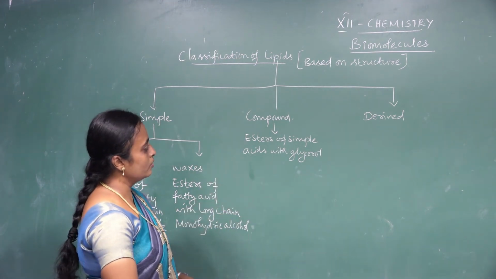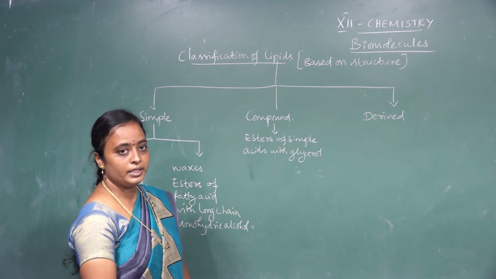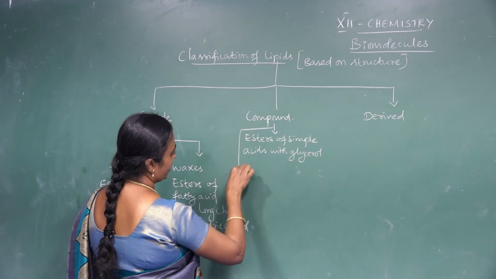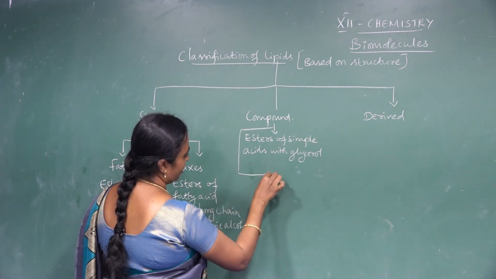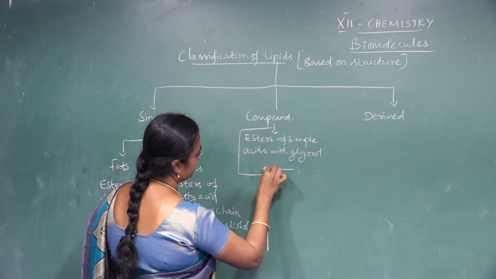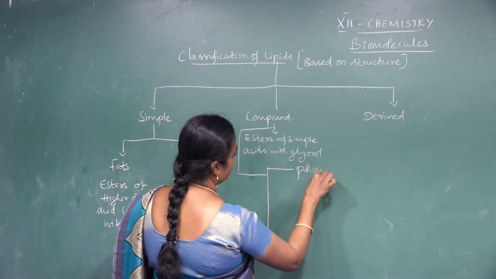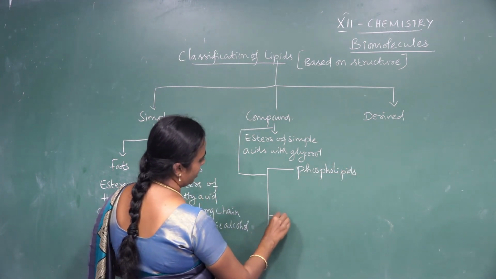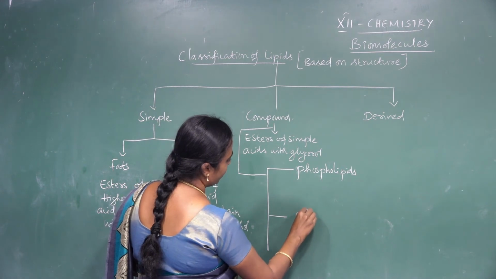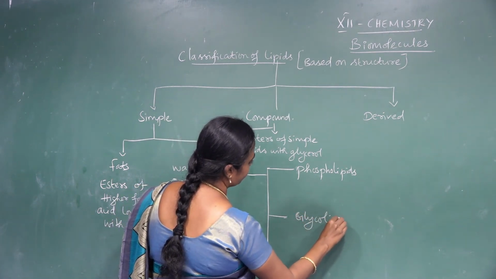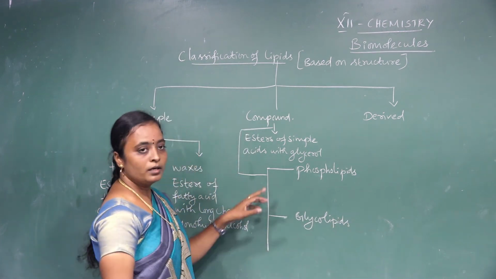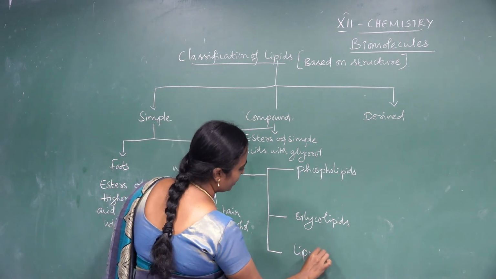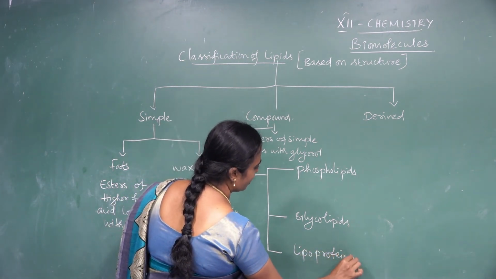Based on those groups, compound lipids are again classified into three types. One is phospholipids, the second one is glycolipids, and the third one is lipoproteins. Okay, there are three types.